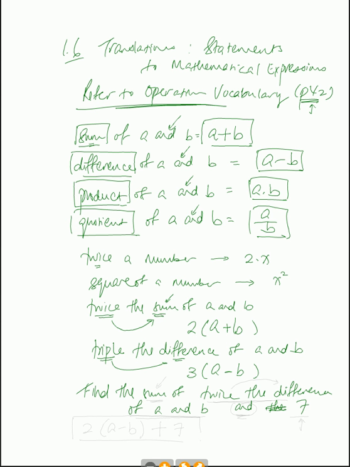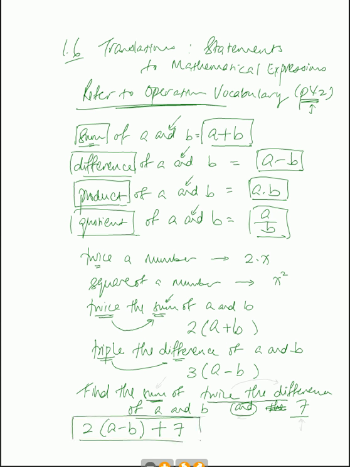So this is how you have to read it. Sum, you know it means addition, right? But what are you adding? You're adding twice the difference of A and B and 7. So 7 is on the other side. And what's in front of it is going to be twice the difference of A and B, as in A minus B, and that becomes the answer.